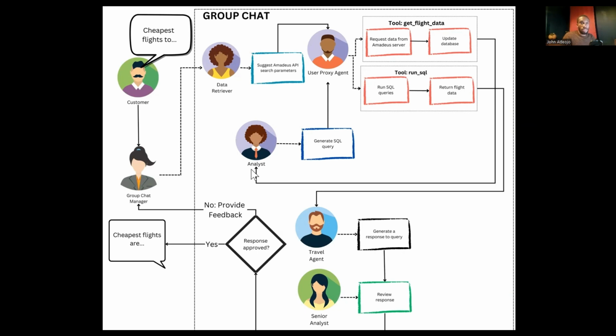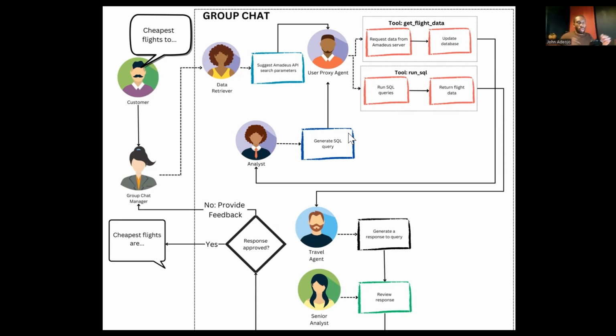We're just creating SQL queries to answer the customer query. The user proxy role, we're just executing those tools based on what's recommended by the analyst and the data retriever. Now it's down to the travel agent. The job of the travel agent is to generate a response to the customer query based on the data extracted by the analyst's initial SQL query, right?